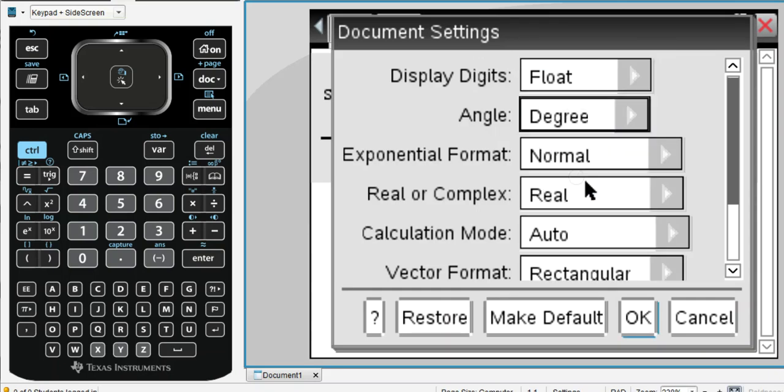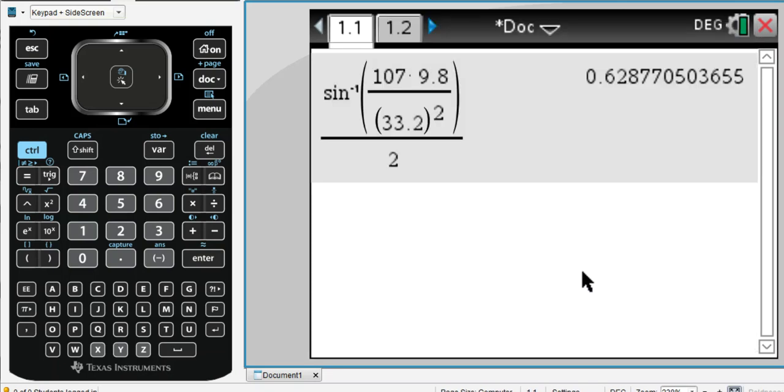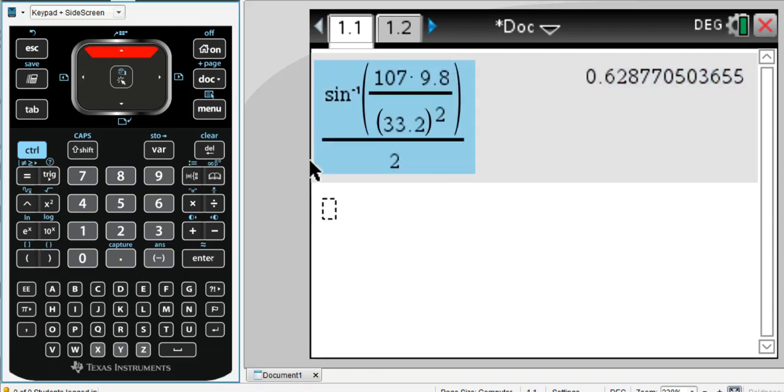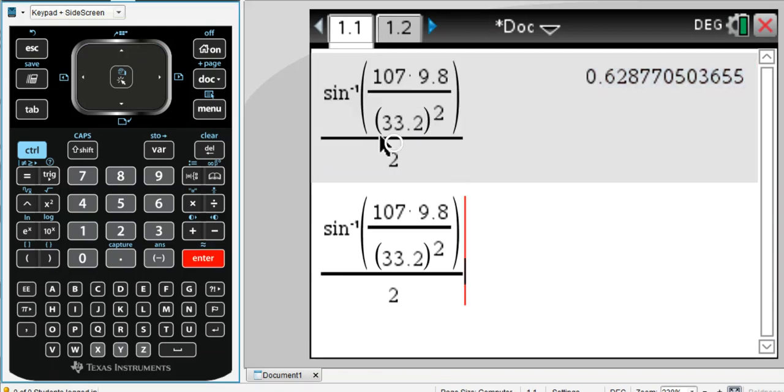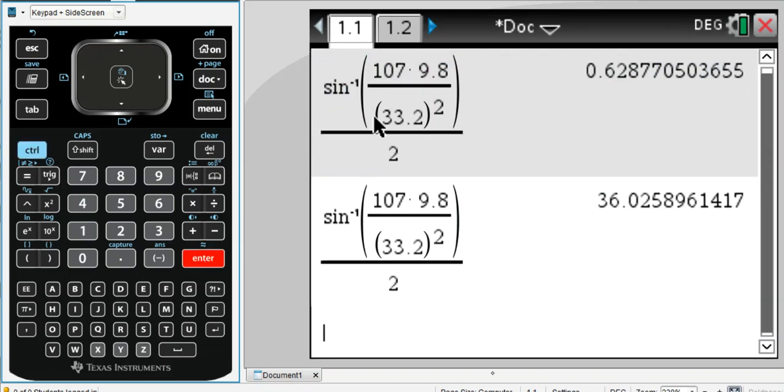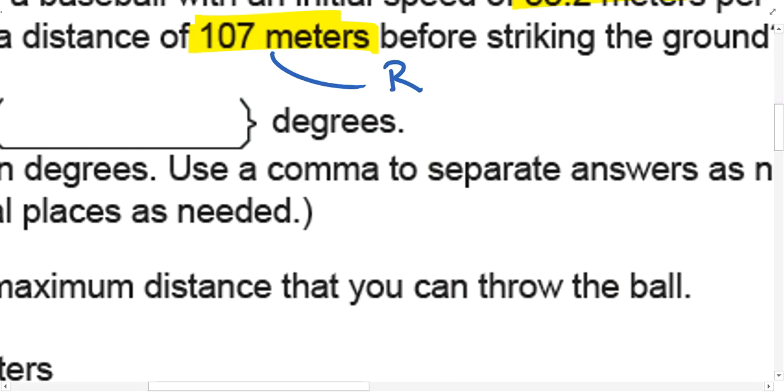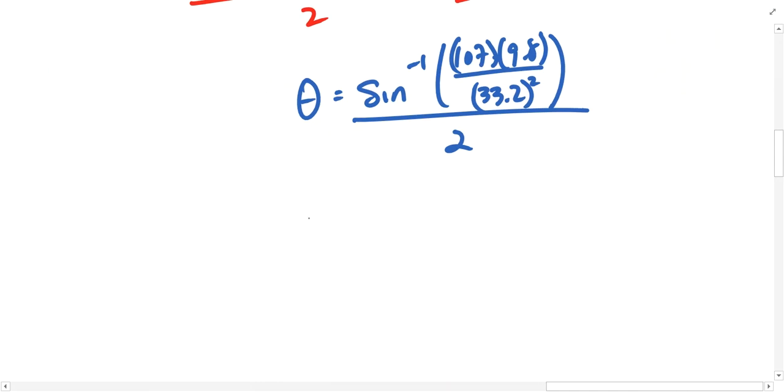On this calculator, it's in the menu in the top right-hand corner. If you highlight your previous expression and then tap enter, it copies it down. So recalculating the same expression, this time with our calculator in degrees, should give us a result in degrees. And now we've got 36.0259, when rounded to the fourth decimal point.